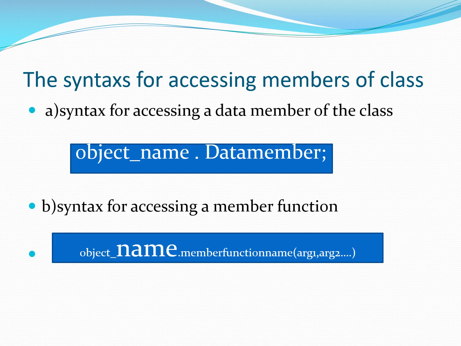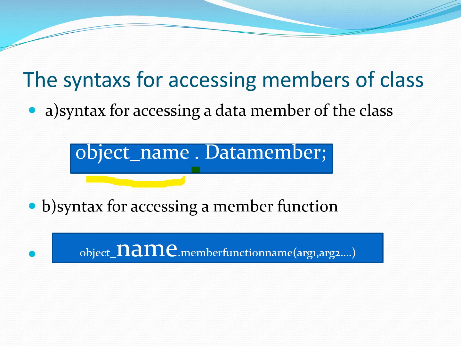Already we know that the members are nothing but data members and member functions. We'll see first how to access data members. We are going to access data members by using the name of the user defined object, that is the object name, followed by an operator called the member access specifier, the symbol called the dot operator.